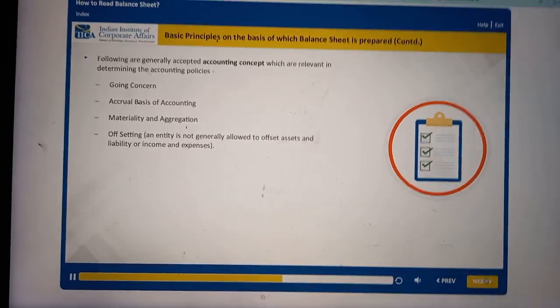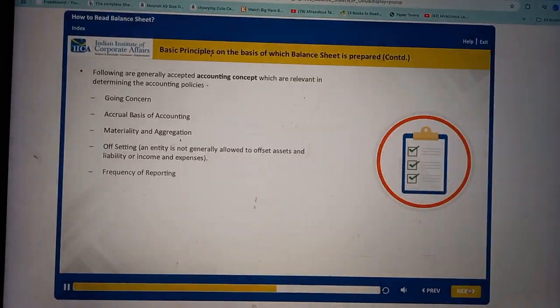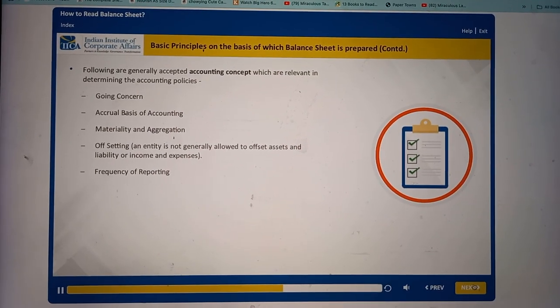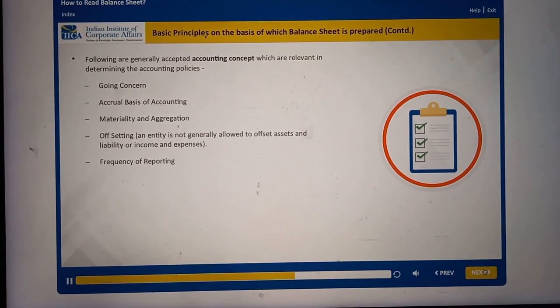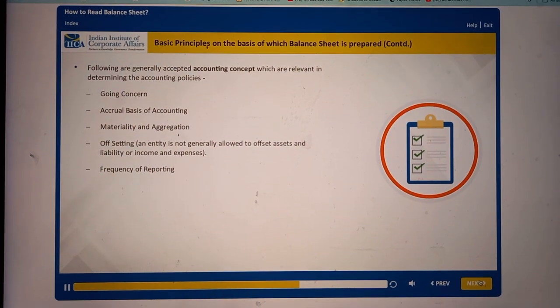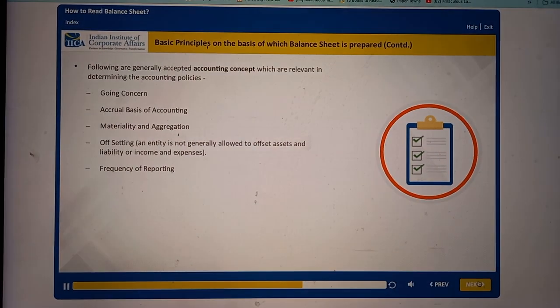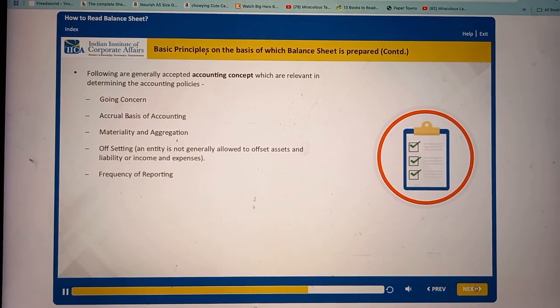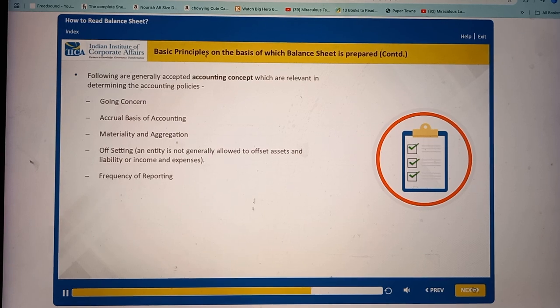Then, friends, frequency of the reporting. We know that every company has to follow March as the accounting period. So that is what frequency of the reporting means. On every March the company has to prepare the balance sheet, and if it is a SEBI registered company, quarterly unaudited results are required to be published. So that is known as frequency of the reporting.